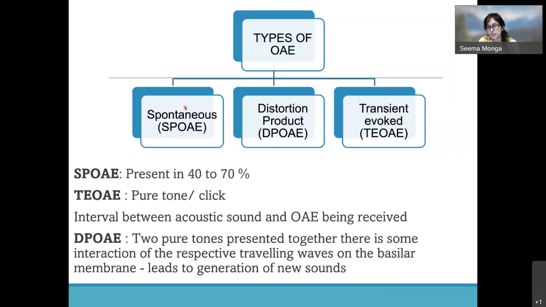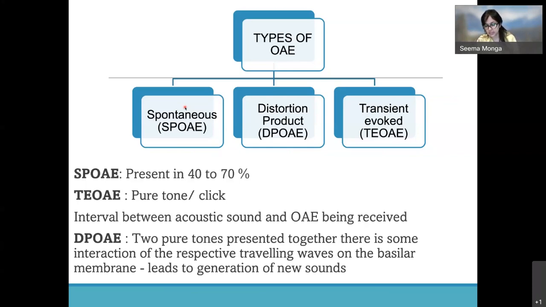So there are two types of OAE that we measure: distortion product or transient evoked. Spontaneous OAE is present in 40 to 70% of people. What is TEOAE? TEOAE is transient evoked otoacoustic emission. What do you mean by the word transient? Transient means interval. There is an interval between the stimulus given and the OAE received. That is transient.